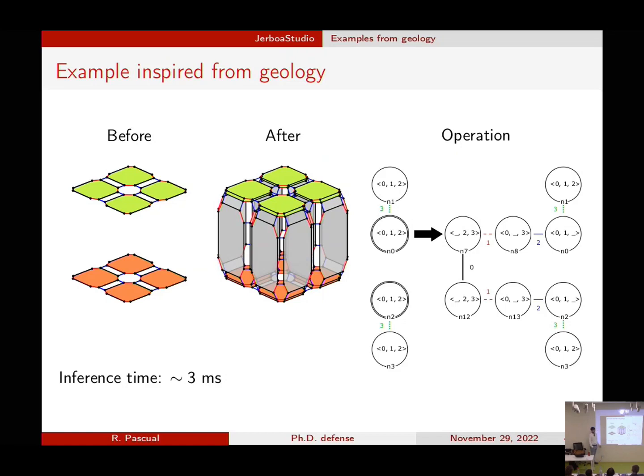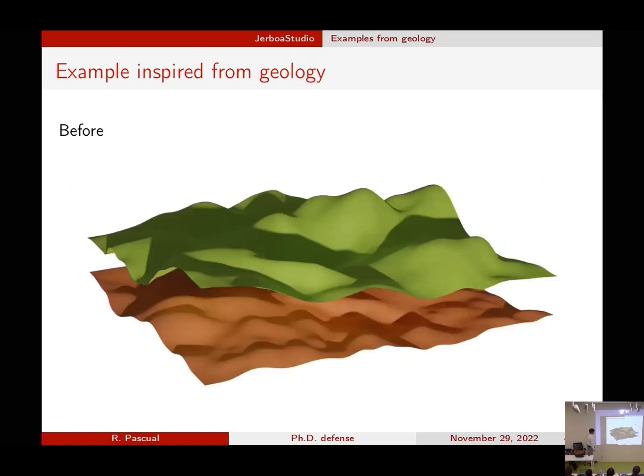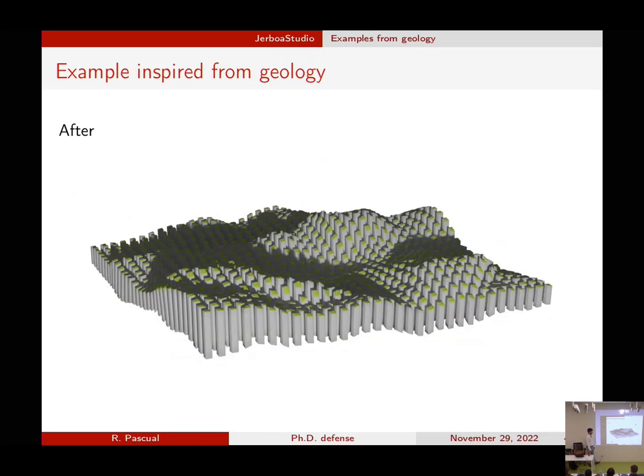And now we have a rule that we can apply to a more complex object. So maybe these two surfaces, and if we apply this inferred operation, we obtain all these cuboids that have properly filled the void between the top and the bottom surface.